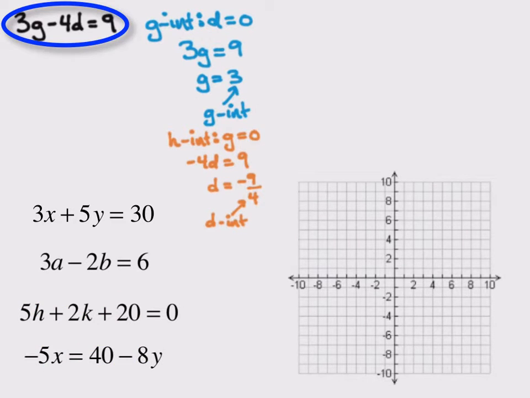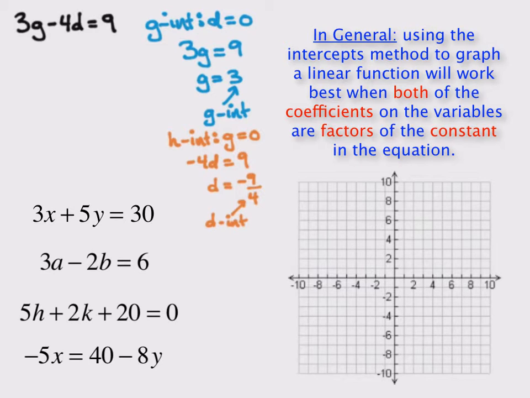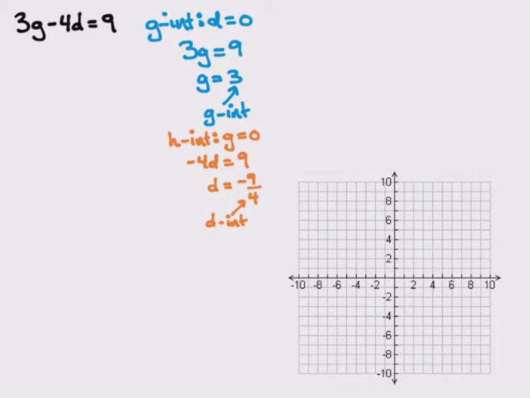But in this one, 3 is a factor of 9, that's why we had a nice g-intercept, but 4 is not a factor of 9, and that's why we got a d-intercept that wasn't so nice. In general, using the intercepts method to graph a linear function will work best when both of the coefficients on the variables are factors of the constant in the equation. So it looks like we're going to have to graph this using the slope-intercept form.